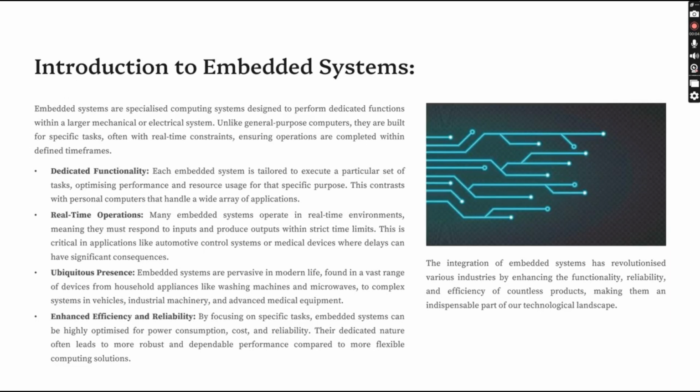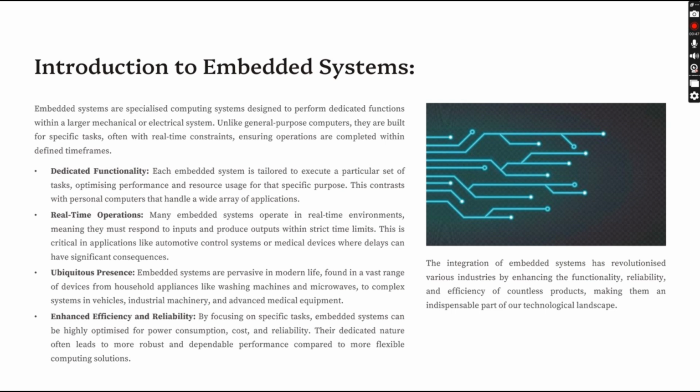Introduction to embedded systems. Embedded systems are specialized computing systems designed to perform dedicated functions within a larger mechanical or electrical system. Unlike general purpose computers, they are built for specific tasks, often with real-time constraints, ensuring the operations are completed within defined time frames. Dedicated functionality means each embedded system is tailored to execute a particular set of tasks, optimizing performance and resource usage for the specific purpose, in contrast with personal computers that handle a wide array of applications.